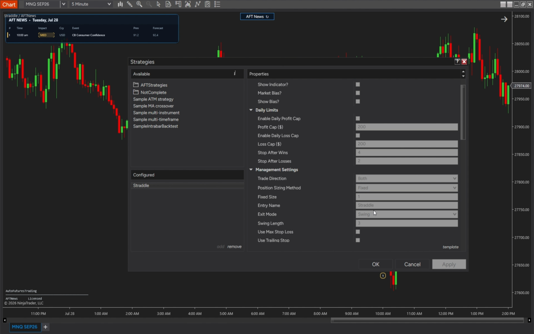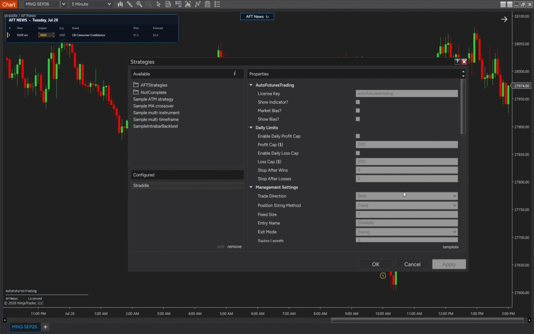Straddle also includes the daily profit and loss limits, like the other strategies, and controls that pause new entries after a selected number of positive or negative trades. So that would be stop after wins and stop after losses. You can also choose the optional market bias filter, which we always offer, which can help prevent positions that oppose the broader directional outlook, while the optional indicator overlay, which is again in all of our strategies, can also be turned on.